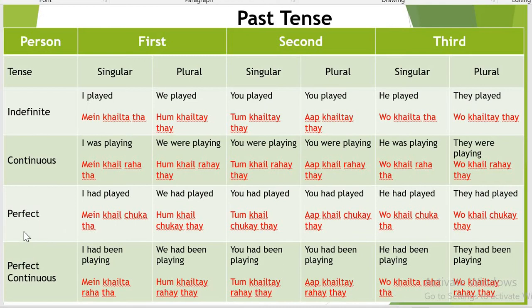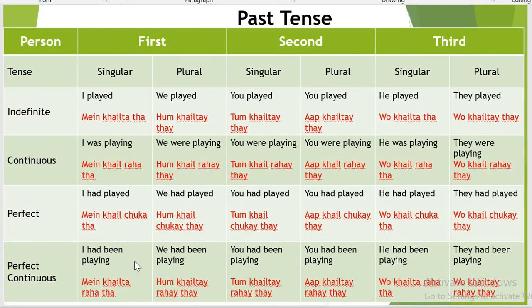Now, the perfect, the past perfect. I had played. मैं खेल चुका था. Okay, मैं खेल चुका था, and plural. हम खेल चुके थे. Second person singular. तुम खेल चुके थे. आप खेल चुके थे. Third person singular. वो खेल चुका था. In the case of a girl, वो खेल चुकी थी. And the plural, वो खेल चुके थे.